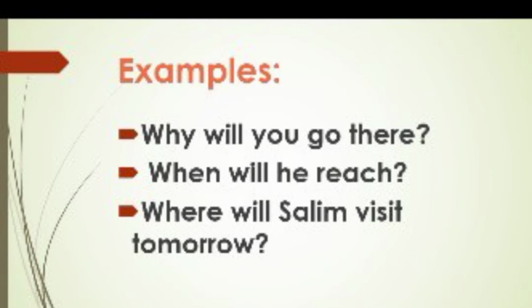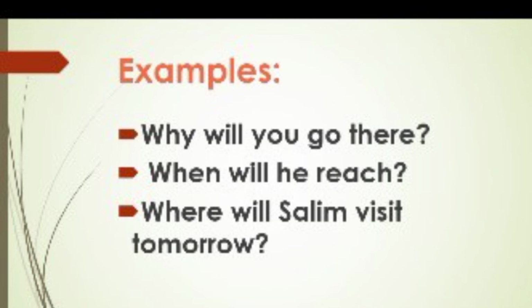Examples: why will you go there? At first W's question why, then will, then subject you, then verb 1, then object, and at the end you have to put a question mark. Next example, when will he reach? So here at first W's question when, then will, then subject he, and then verb 1 reach, and at the end you have to put a question mark.